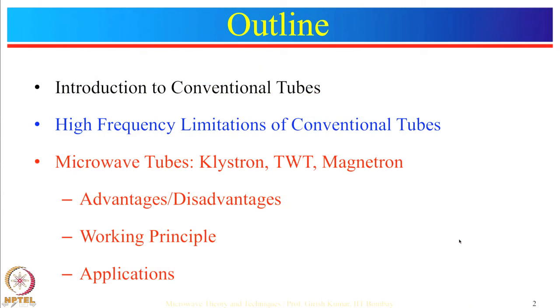The outline to cover this topic is, first I will start with introduction to conventional tubes, followed by high frequency limitations of conventional tubes. Then I will discuss microwave tubes such as klystron, travelling wave tubes and magnetrons. I will discuss their advantages, disadvantages, working principle and applications. So, let us begin.